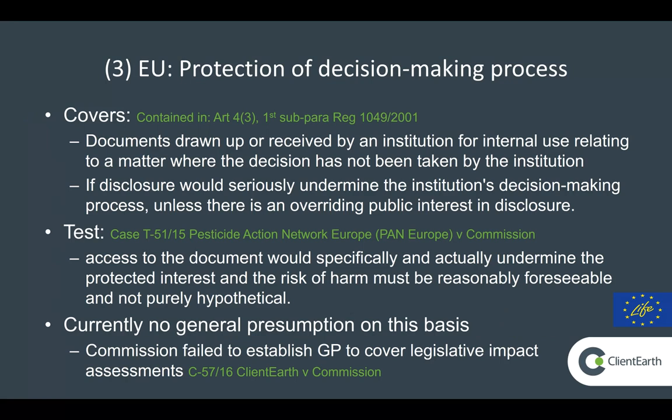And it's necessary that the disclosure would seriously undermine the institution's decision-making process unless there is an overriding public interest in the disclosure. So there has been a test formulated by the court, which says that this exception can only be invoked if access to the document would specifically and actually undermine the protected interest, and the risk of harm must be reasonably foreseeable and not purely hypothetical. You'll see in the case law examples that I'll talk about that the court has really applied this test in quite a strict way to the institutions.